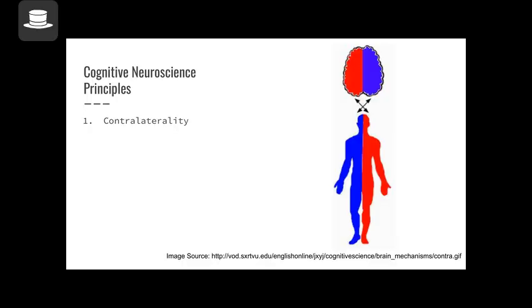So if I ask you to raise your right hand, and you did raise your right hand, that's because of the message you received from the left cerebral hemisphere, namely the motor cortex of it. So that's what contralaterality means. One side of the body is controlled by the opposite hemisphere or sensed by the opposite hemisphere.